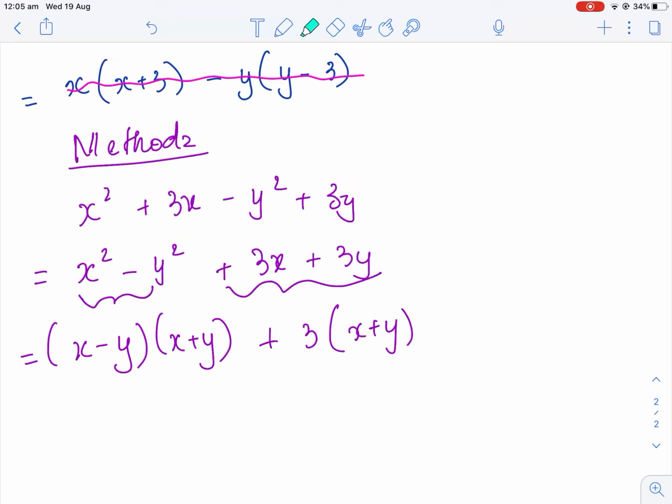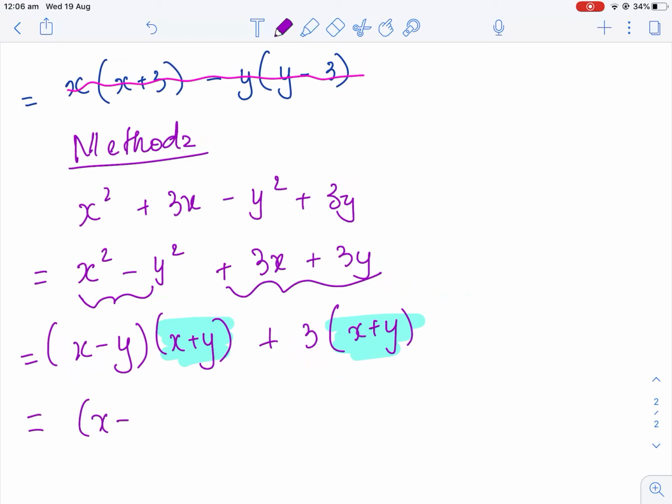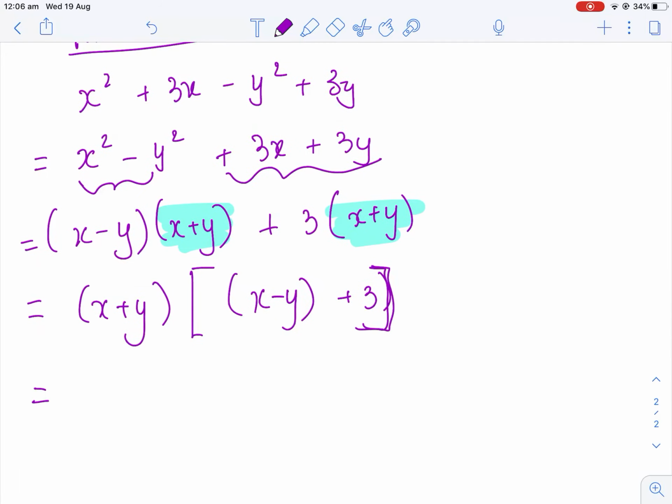Ooh. And then I found out there is a common factor again between these two big terms. So I'm going to bring it outside. It equals x plus y, and I leave the remaining inside. The first one is x take away y, and the second one is plus 3. All right. And then I just change the brackets to make sense to me: x plus y times x take away y plus 3. And this one is your final answer.